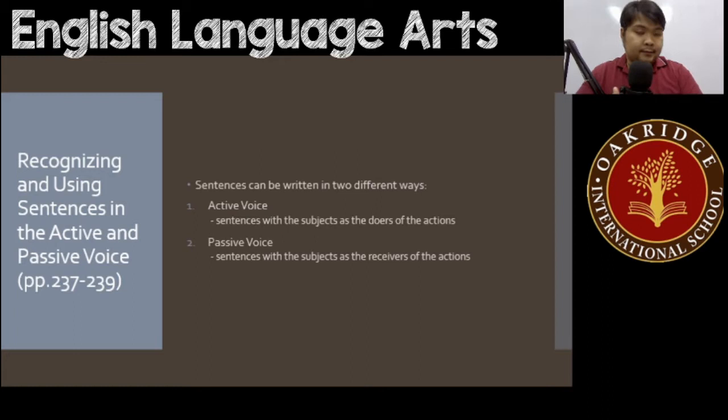So when the subject is the doer of the action, that is the active voice. When the subject is not the doer of the action, it is the passive voice. And the doer of the action is usually found as the object of the preposition.